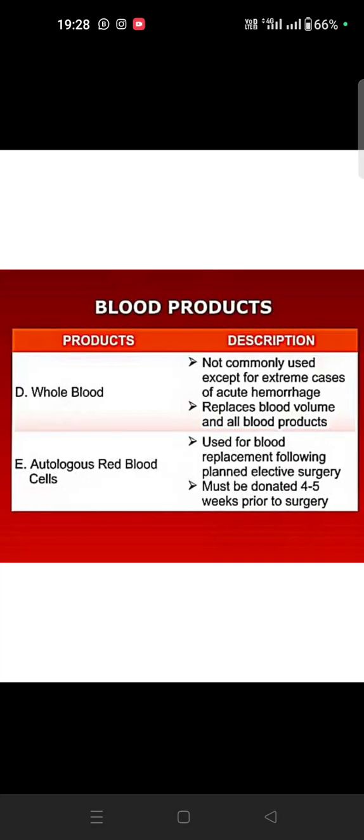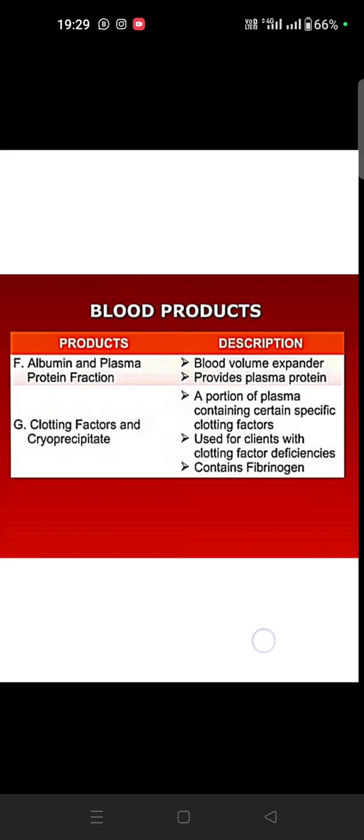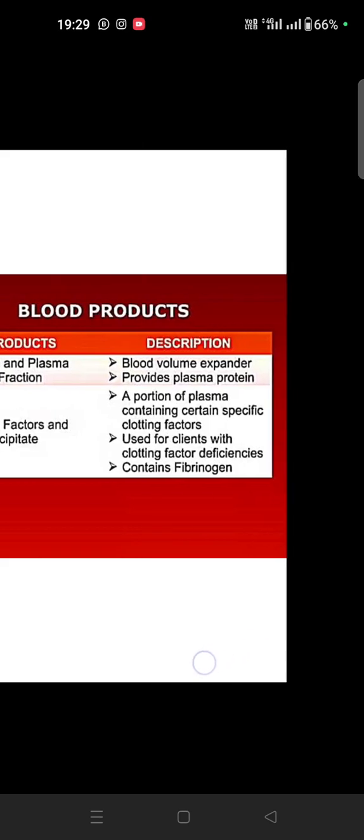Then whole blood, which is not commonly used, replaces the blood volume of all the products. Then autologous blood product means using the patient's own blood for replacement following planned surgery. It must be donated 4 to 5 weeks prior to surgery. Then albumin and plasma protein, a blood volume expander, provides the plasma proteins. Then specific clotting factors, factors 8 and 9, and fibrinogen, if there is a deficiency they can give it. So this is the blood transfusion, commonly used.